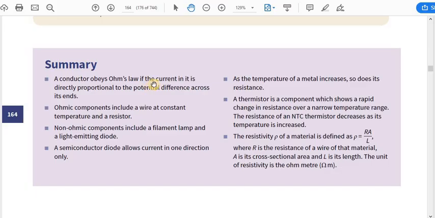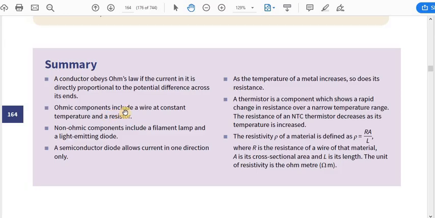For the last part, we will go through the summary. A conductor obeys Ohm's law if the current in it is directly proportional to the potential difference across its ends. I already explained this. I wrote the equation, I drew the graphs, and I told you what directly proportional is. It has to be a straight line passing through the origin. If it's just a straight line, we say it's a linear relationship. Okay, for it to be a proportion, two conditions. It has to be a straight line, it has to also pass through the origin.